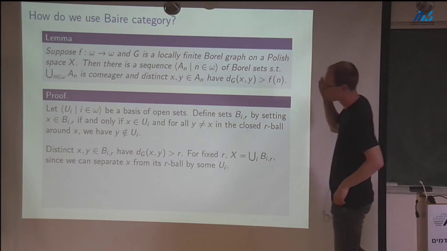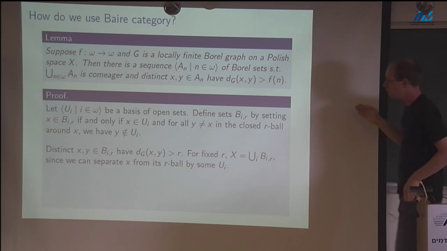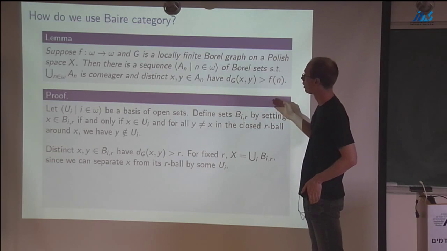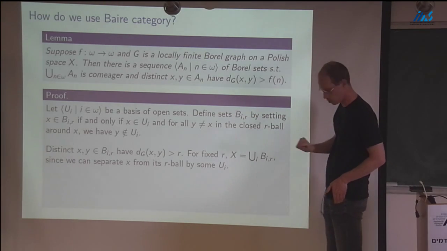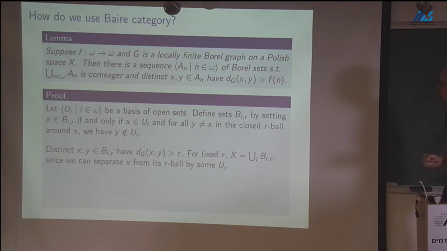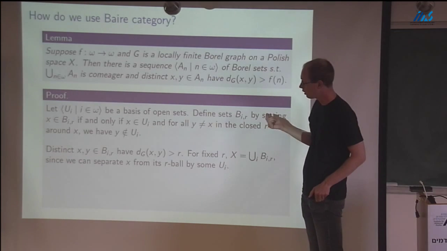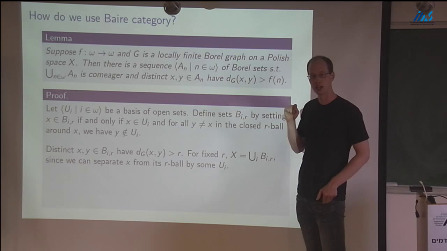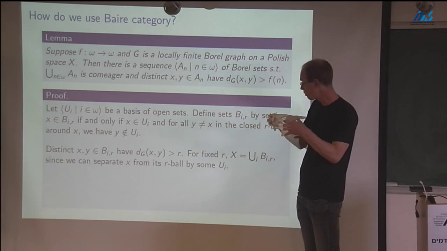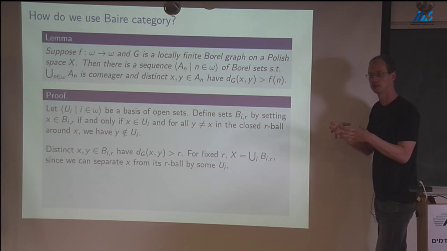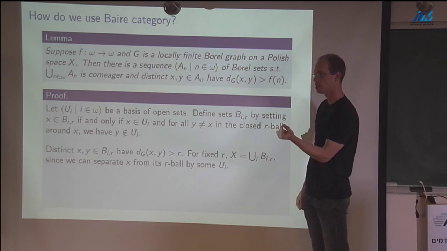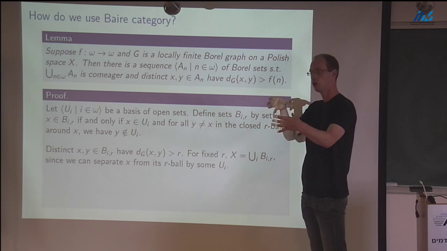And I can give the proof on the slide. So enumerate a basis of open sets for the vertex set of the graph. And I'm going to define sets which I'll call B sub i,r. This is the collection of points x so that x is in the ith open set, but if I look at all the neighbors in the closed r-ball around x, they're not in the ith open set. So I'm just taking the ith open set and saying points in that ith open set whose r-neighborhood is not in the ith open set.